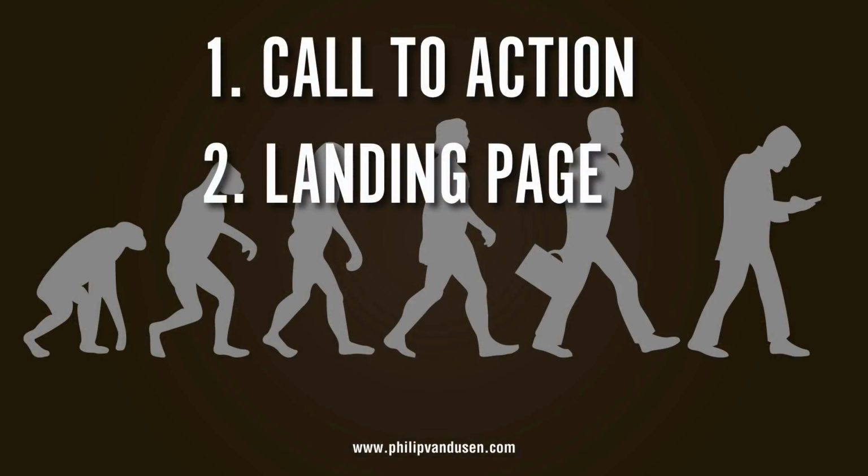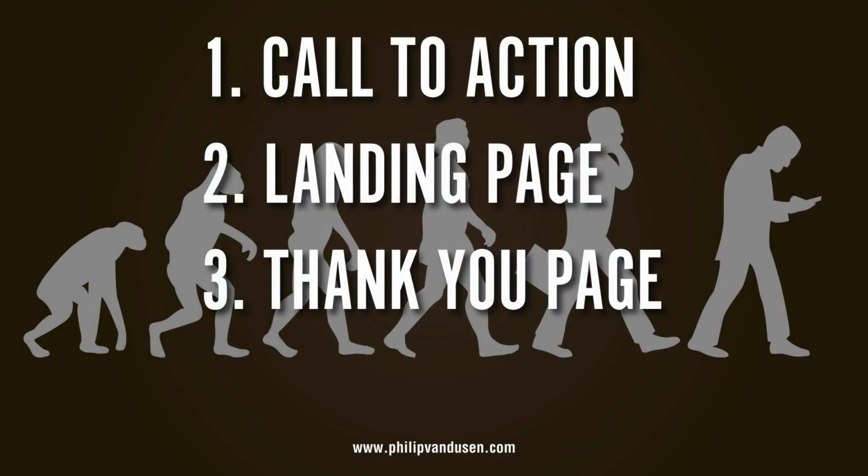Number 2 is a landing page. So after they click that link, you want to go to a landing page where they're going to have to enter their name and their email address in order to access that lead magnet. Number 3 is the thank you page. So after they've entered their name and their email, they go to a thank you page where they can actually download the asset and thanking them for signing up for your email list.